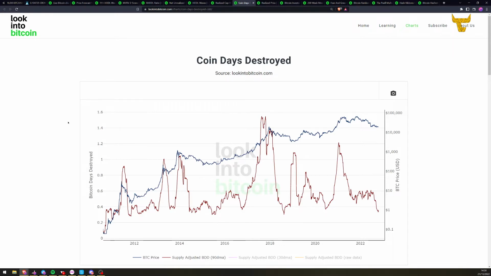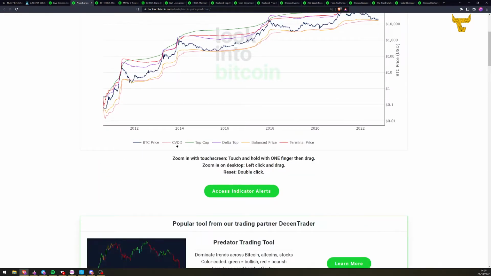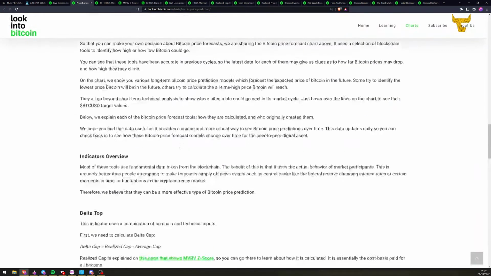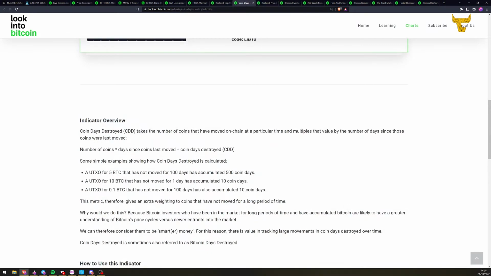Other waves, we saw them. Coin days destroyed. Yeah, that's CDD that we saw. That's the CVDD. Okay, I'm mixing up. So coin days destroyed takes the number of coins that have moved on chain at a particular time and multiplies that value by the number of days since those coins last moved. So number of coins multiplied by days since coins last moved equals coin days destroyed.